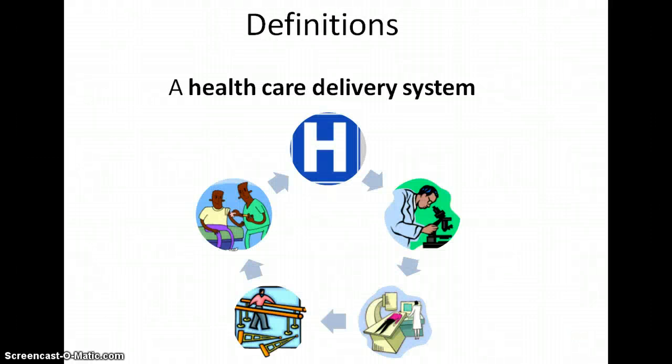A healthcare delivery system is a group of healthcare providers or agencies that provide services and resources to meet the healthcare needs of the people. Examples would be hospitals, laboratories, diagnostic imaging, rehabilitation, and doctors' offices.